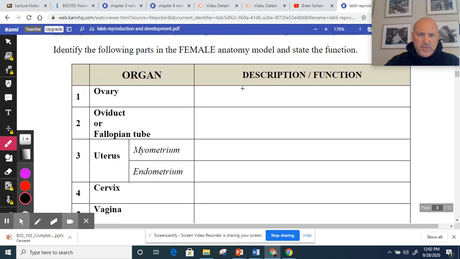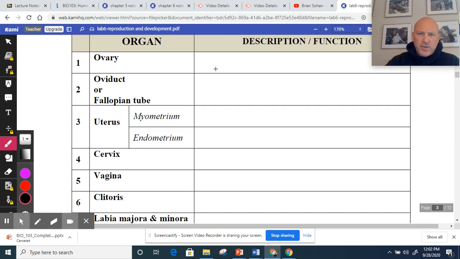So we could do the same thing that we just did in the males with the female, starting with the ovaries. This is the female gonad. And these are producing egg cells. So the oviduct is the site of fertilization.